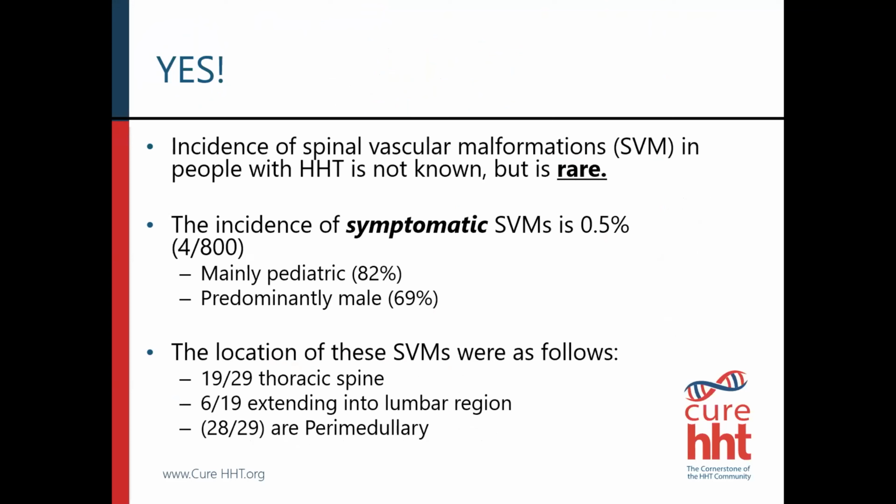are such things as spinal vascular malformations, and they're known to exist, but they're rare. The incidence of symptomatic spinal vascular malformations is only 0.5%. They're mainly detected in the pediatric population and a predominantly male population. And the location is in the thoracic spine, which is really in the chest. An epidural is very low. It's down in the lumbar region. And so a lot of them don't extend here. And most of them, 28 out of 29 that we have, are what's called perimedullary.